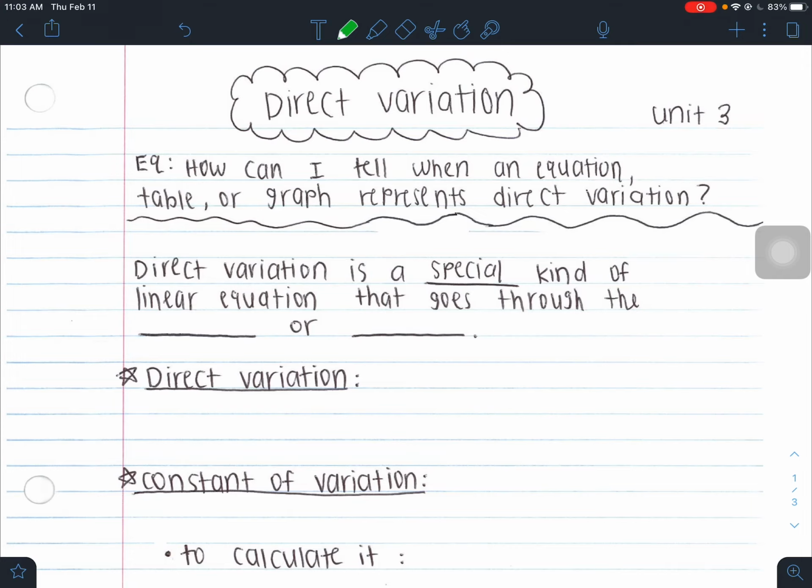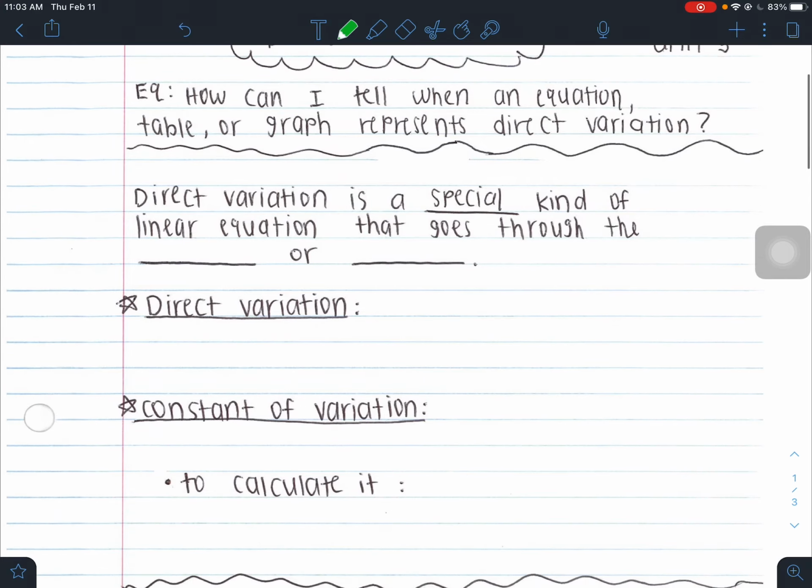Our essential question is, how can I tell when an equation, table, or graph represents direct variation? It is really important that you are able to say either yes or no to this question, so you're going to do the check to see if that constant of variation is there, and I'll show you how to do that as well. This is our last lesson in Unit 3.